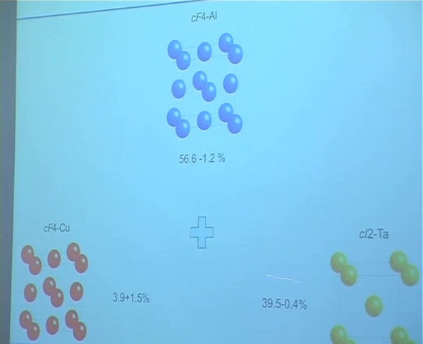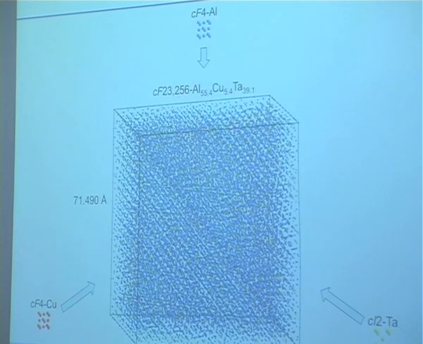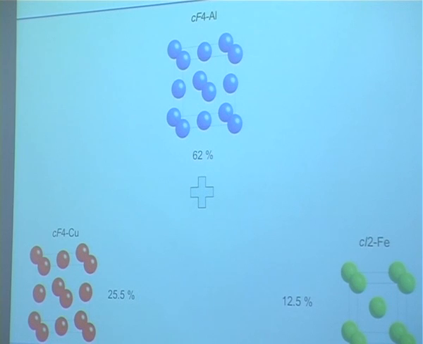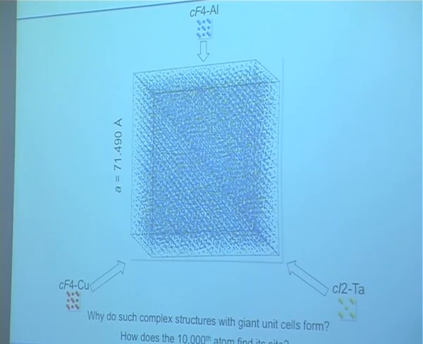Again, change the composition slightly, and we get a structure with 23,000 atoms per unit cell. So simple elements, such a complex structure. Now let's replace tantalum by iron. We get a quasi-periodic structure. Why? Simple elements. Before, a complex periodic structure, now a quasi-periodic structure. Well, the question is, why do such complex structures form? Why does nature do that? It could be much, much simpler. And how do the atoms know where their sites are?